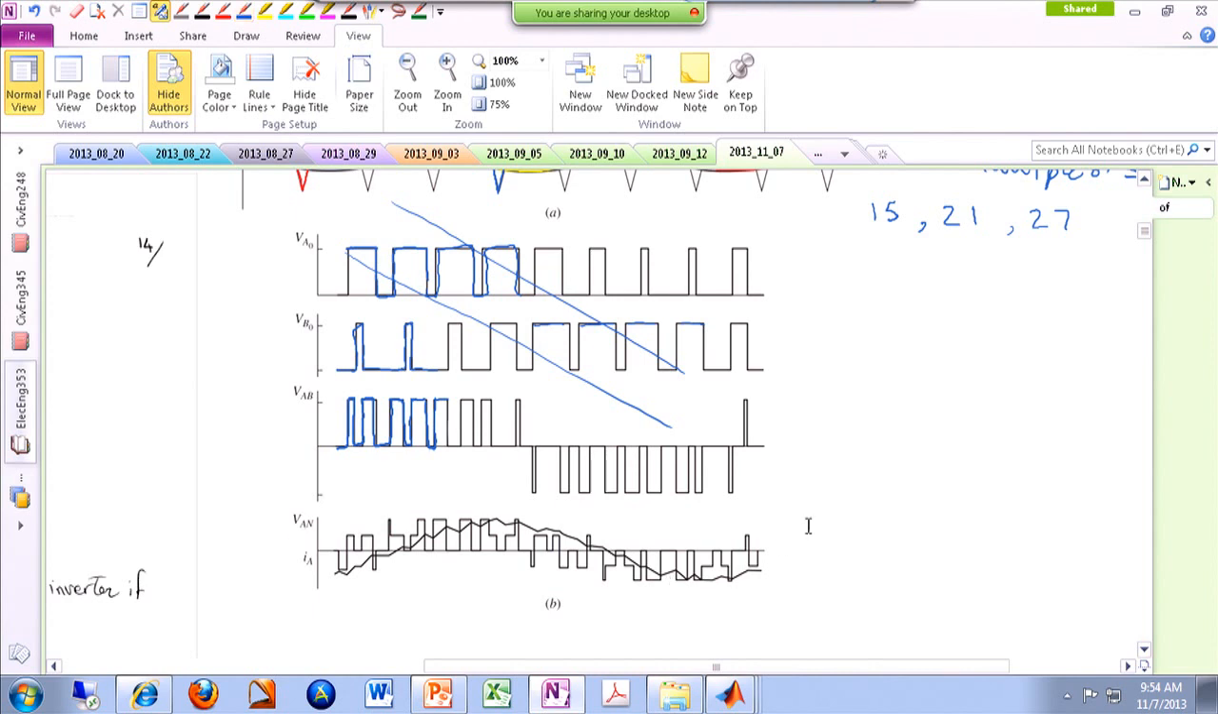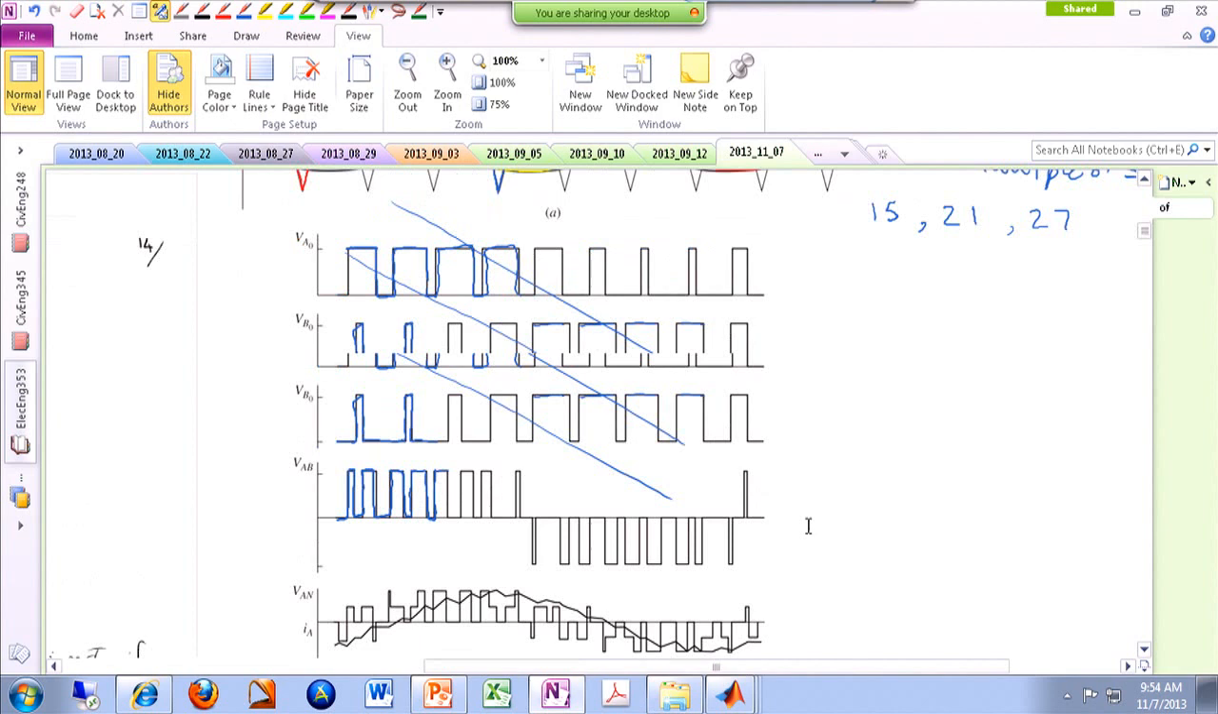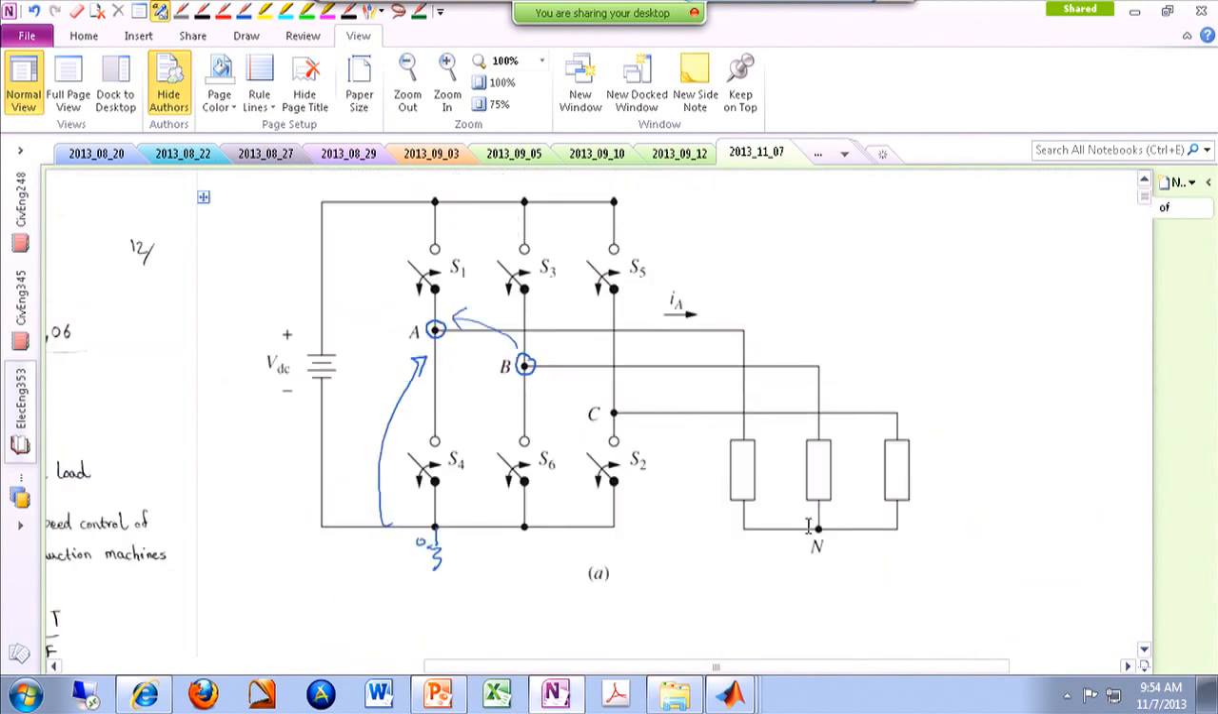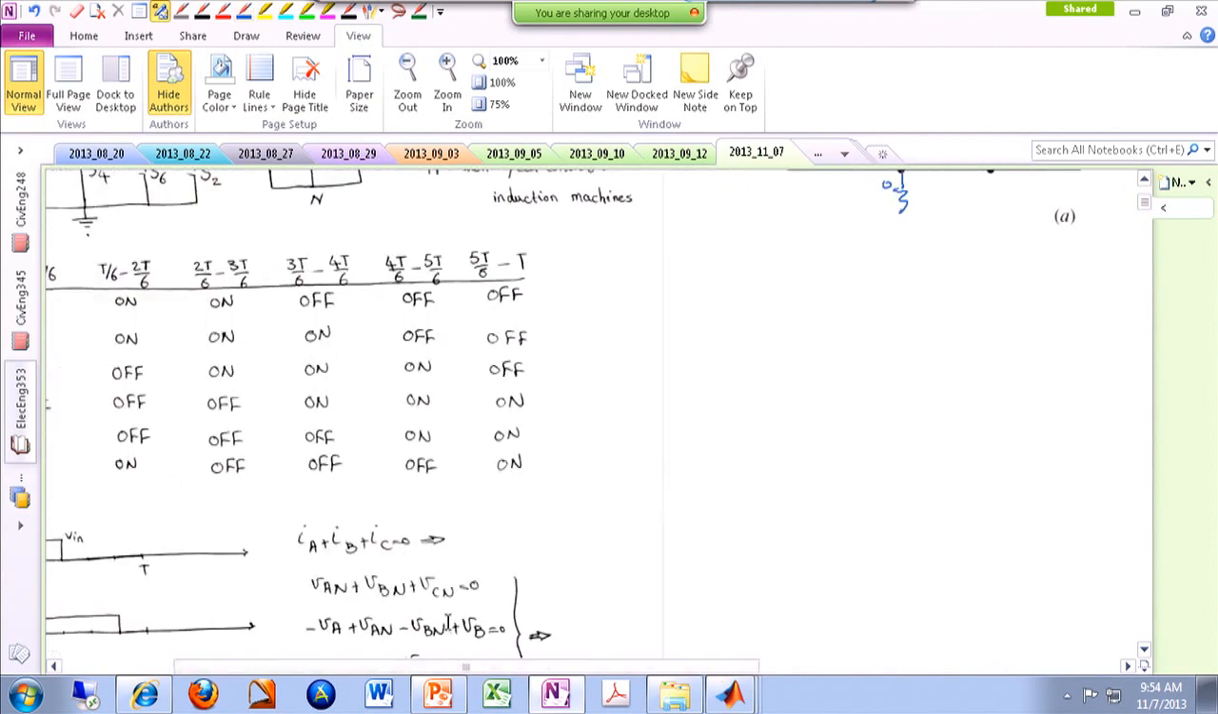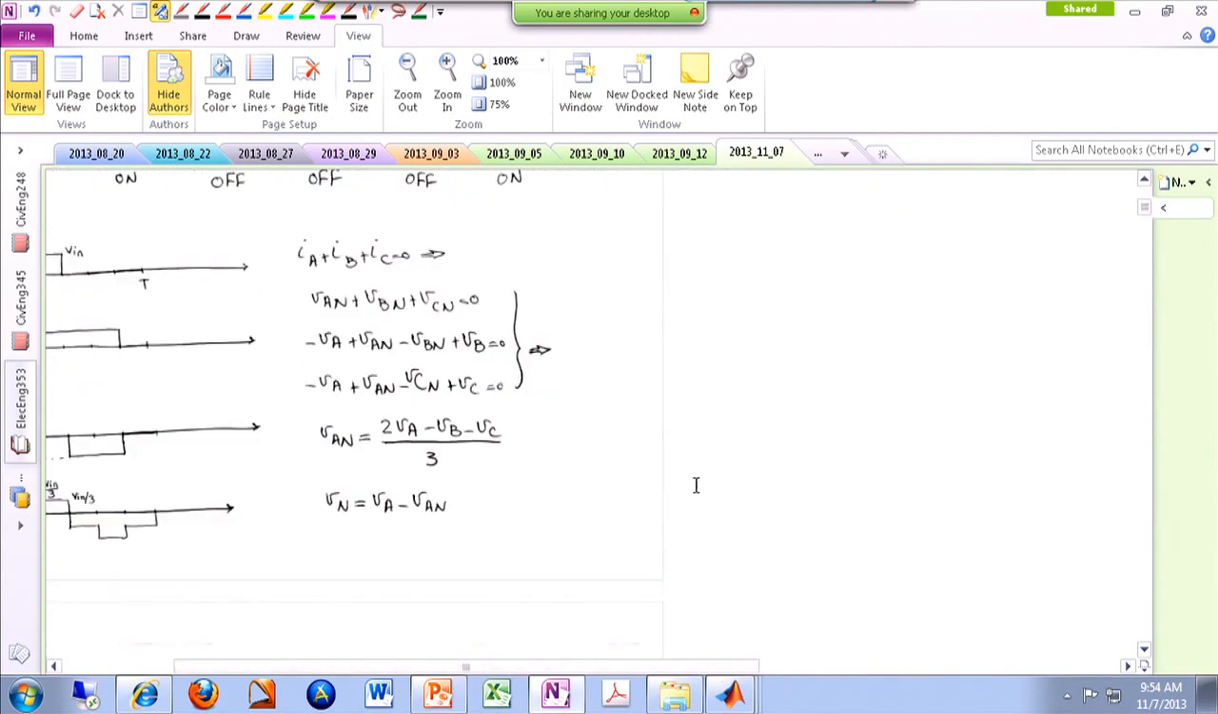Then you see a graph down here, which is VAN. So we are looking at the voltage of node A with respect to the neutral point of the load. It's like a line to neutral voltage in a 3-phase system. We had equations last time for it. Technically, once you find VA, VB, and VC with respect to the ground, VA with respect to the neutral point would be (2VA minus VB minus VC) over 3. And you can do the same thing for other phases.